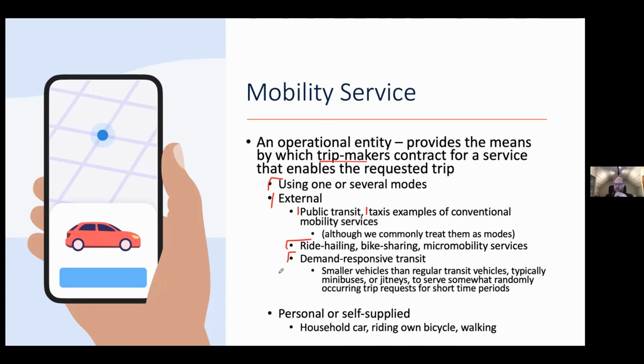to complete more randomized trip patterns for users. But in addition to all the external mobility services, we can still include the personal ones, or the self-supplied mobility services, which could be your household owning a car, or you ride your own bicycle or use your own two feet to complete the trip or a trip segment.